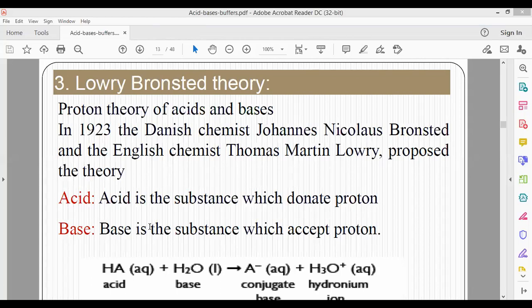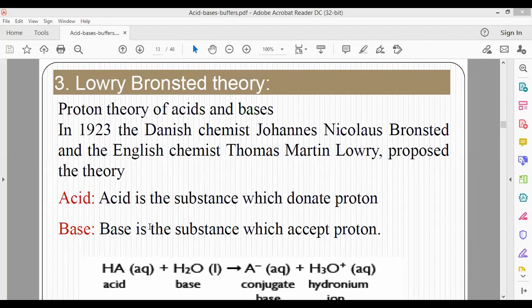Johannes Nicolaus Bronsted. This is the complete name of the scientist, the Danish chemist, and the chemist Thomas Martin Lowry. They shortened it and gave only Bronsted and Lowry, but the complete names are Johannes Nicolaus and Thomas Martin. So Johannes Nicolaus Bronsted and Thomas Martin Lowry developed this Lowry Bronsted theory in 1923, which is also called a proton theory.